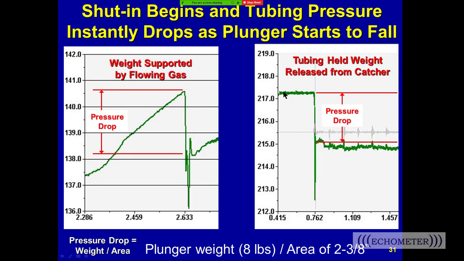So if you have the plunger held by a catcher, then the plunger's weight is resting and held against the tubing wall. And when the catcher releases the plunger, you see a sudden drop in pressure, versus the gas pressure having to build up equal to the weight of the plunger divided by the area to release the plunger. So here the well releases the plunger itself by increasing tubing pressure, and here the auto catcher releases the plunger, or you release the plunger from the catcher. And so the behavior of the signal is somewhat different, where the well builds up the pressure and releases the plunger, and here the catcher was open to release the plunger.